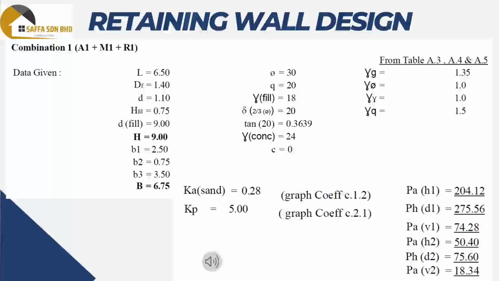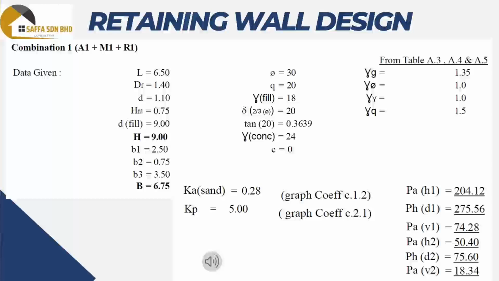And other than that, we already get the data from tables 8.3, 8.4 and 8.5 in the Geotechnic 2 book, which is gamma G, gamma phi and gamma gamma and gamma Q is 1.35, 1.0, 1.0 and 1.5. And then we already calculate for gamma concrete, which is 24 kN, and the c is 0. And other than that, we already got the tangent is 0.3639.